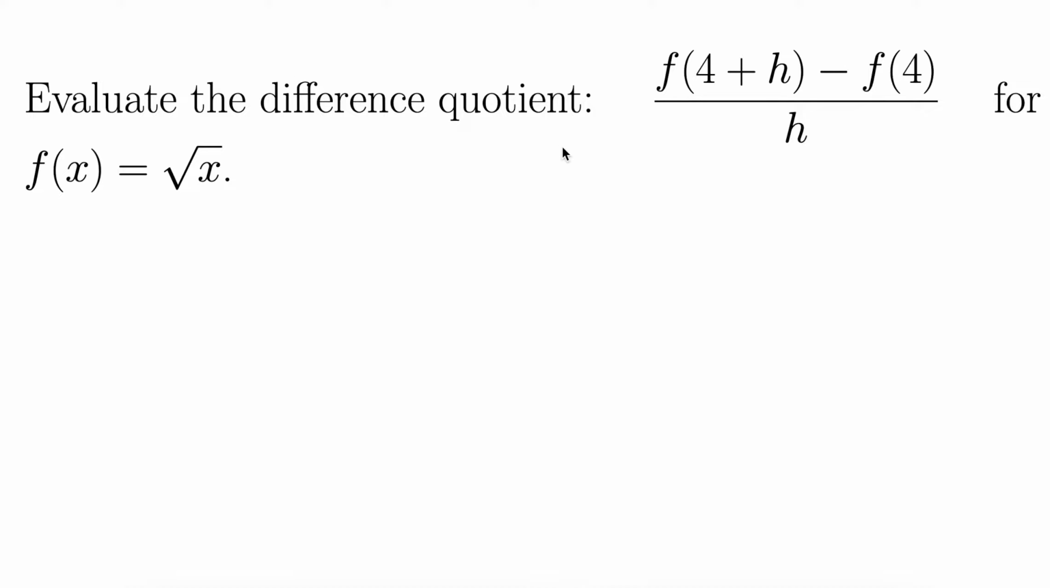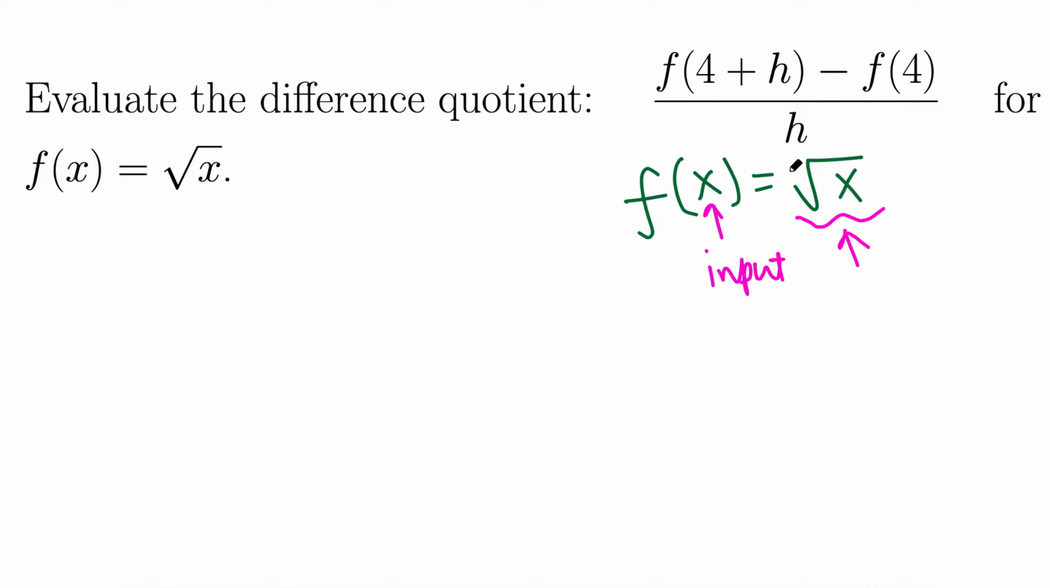Evaluate the difference quotient, this fraction, for the function f(x) equals square root of x. When we have f of something, x is the input, and the square root of everything is the output. The output is the whole thing, the square root of whatever the input is.